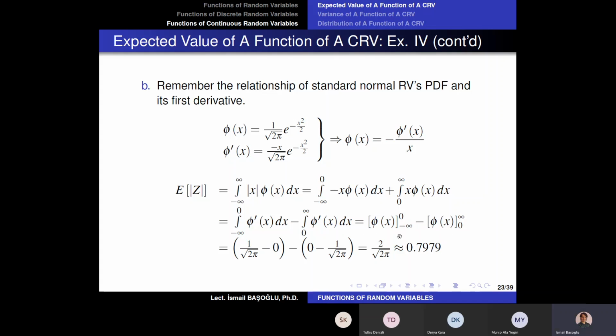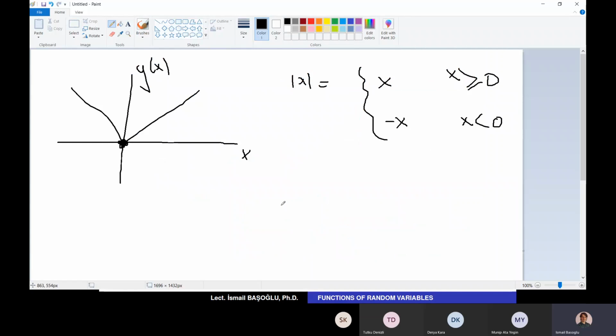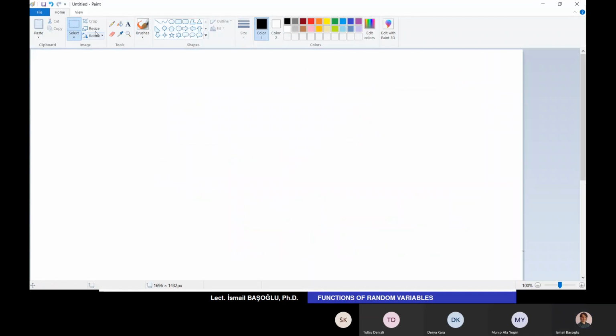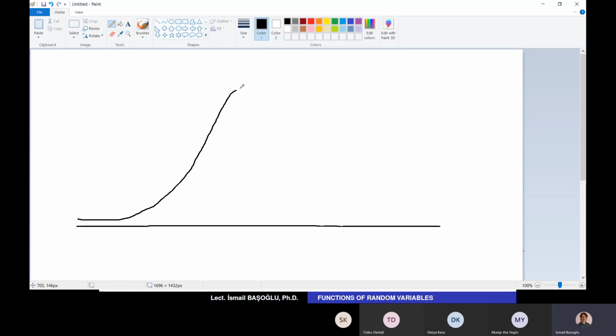So let's calculate the first part. Now, if you remember, my friends, the good side of distance education is this: you do not lose any time when you want to erase the board. Erasing the board takes some time in regular education, but here in Paint, it is very easy.